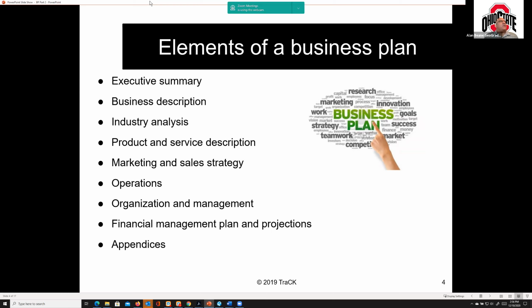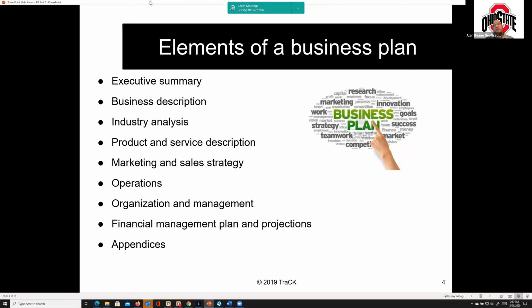So you want to start out, at the beginning, with your executive summary, and then a business description, industry analysis, product and service description, marketing and sales strategy, operations, that's kind of like the technical work of the business, organization and management, that's how you're going to lead and direct the business operation, and your financial management plan and projections.